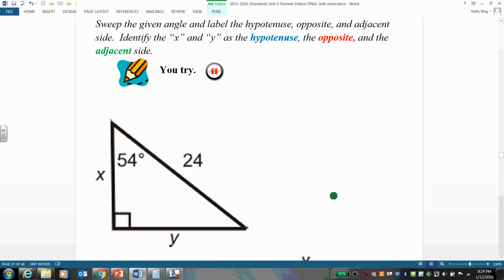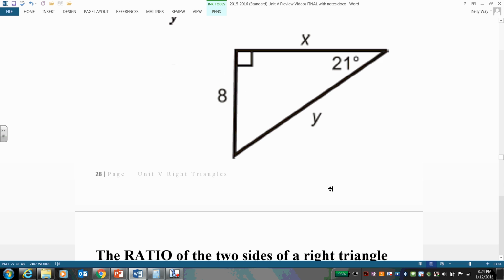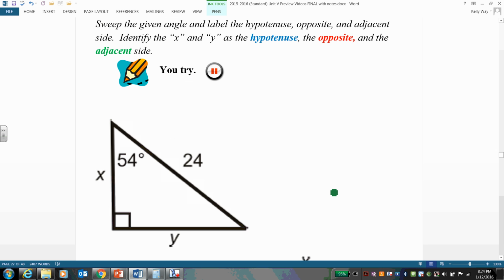Ready? You go through here, and I want you to label the hypo, the opposite, and the adjacent for both of these. Pause. Welcome back. Did you actually pause, or are you just copying right now? If you're copying, I suggest you stop and actually think for yourself and restart.